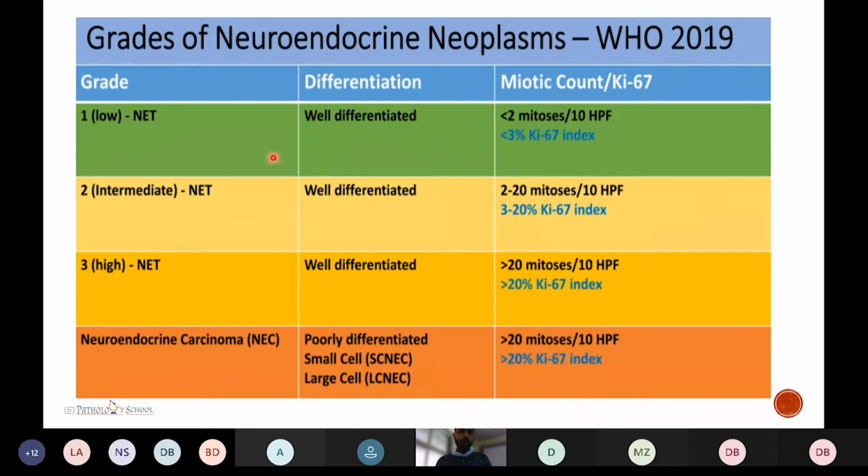So here in grade 1, we can see it is less than 2 mitosis per 10 high power field. This is important, per 10 high power field we have to grade it. Then Ki67 is less than 3. Coming to grade 2, mitosis is 2 to 20, and Ki67 is 3 to 20. Grade 3 is greater than 20, both mitosis and Ki67. In neuroendocrine carcinoma, poorly differentiated, they have got similar grading like the grade 3 well differentiated tumors. But the morphology is different, as we have discussed in the previous slide.